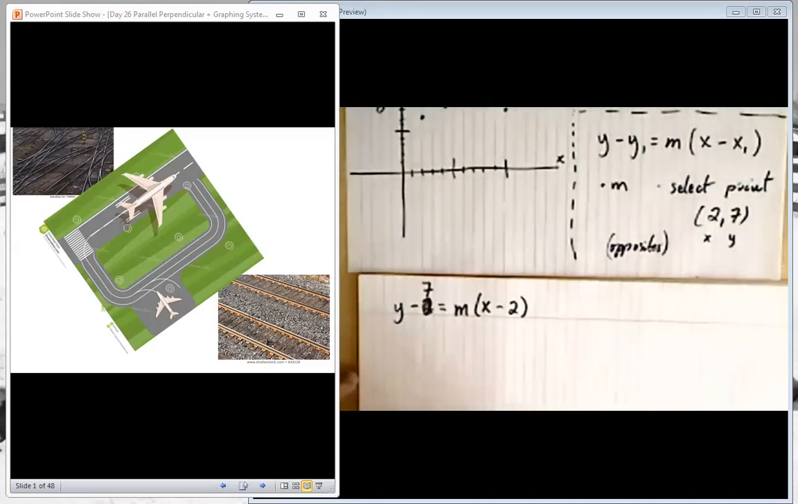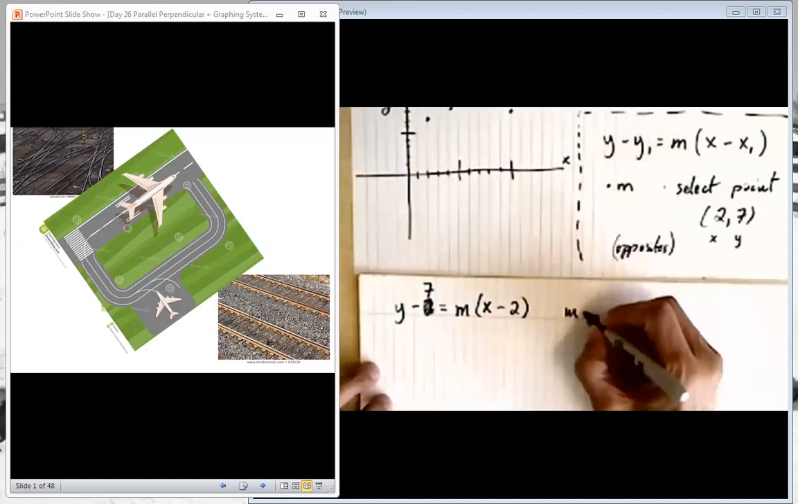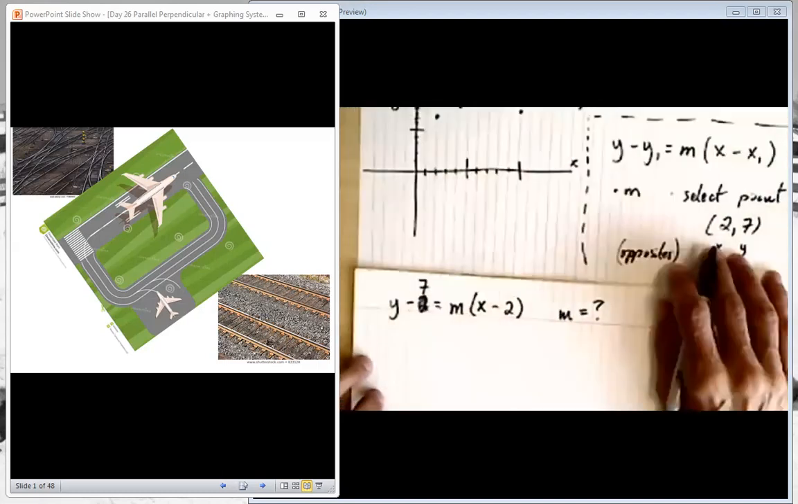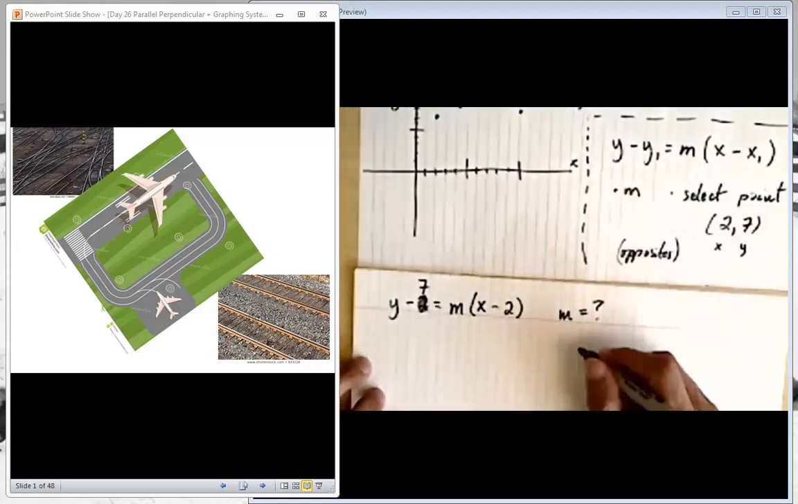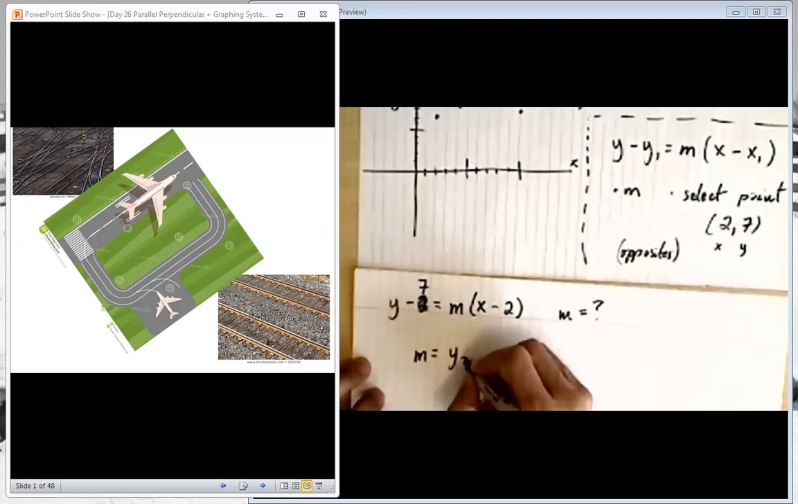Okay, so we got this. Now we have to find the slope for the situation. Put them in order. I'm going to use the formula. How about that? Yeah. With y2 minus y1.